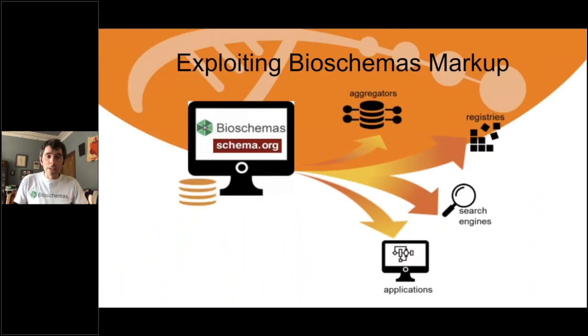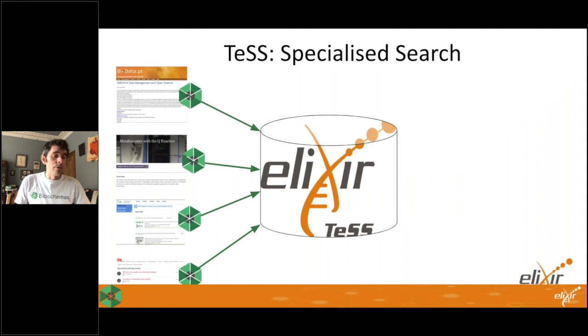So how can I exploit this? How do people make use of Bioschemas markup? One great example of this is TeSS. TeSS is the search engine for ELIXIR about training events and courses. And this aggregates information from a wide variety of sources, at least 30 to 40 of which are using Bioschemas to get their data content into the TeSS dataset.